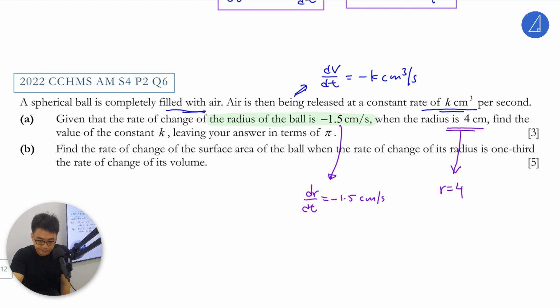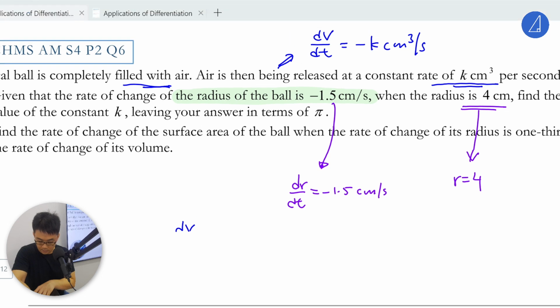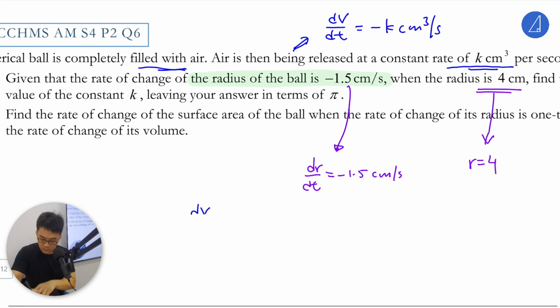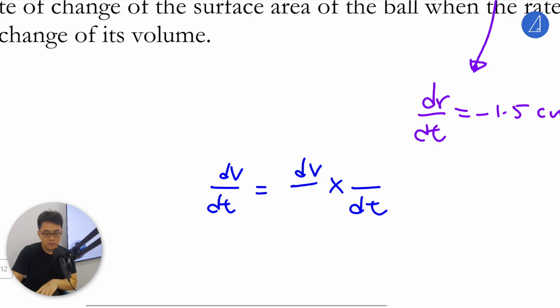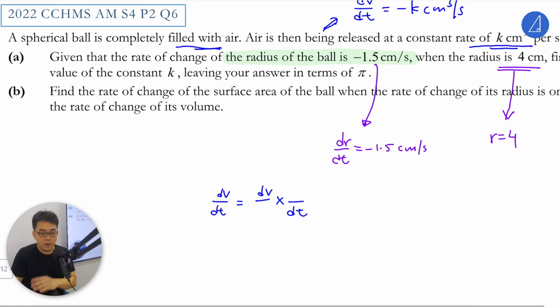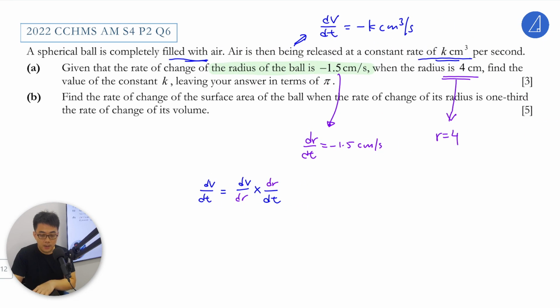So in this case, you start with one. Either one will do. You can start with dV/dt. dV/dt is equal to dV/dr times dr/dt, like that. Then what you need to do is put this dr, because you already have dr here. Now you already have dr/dt here.